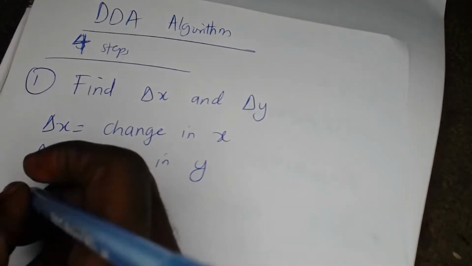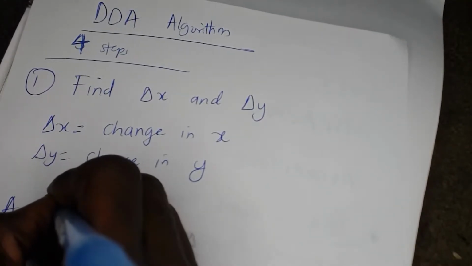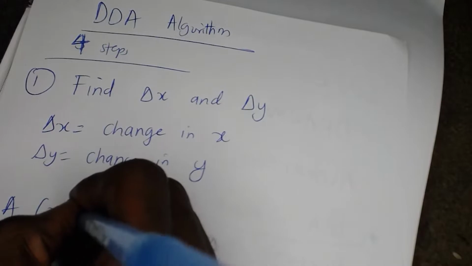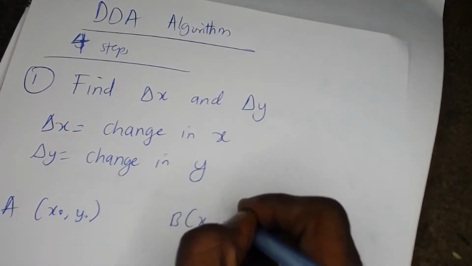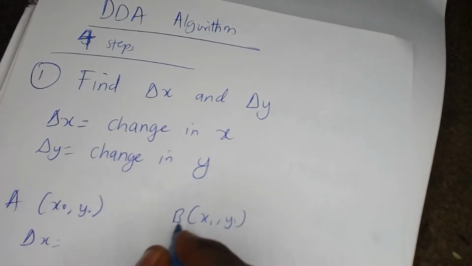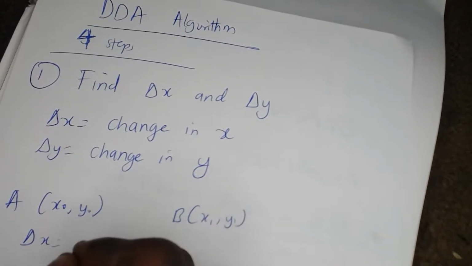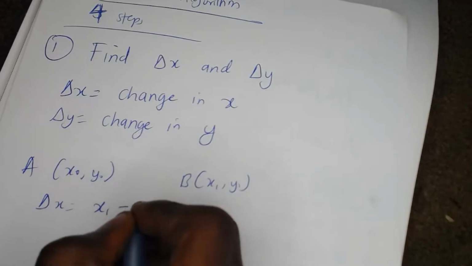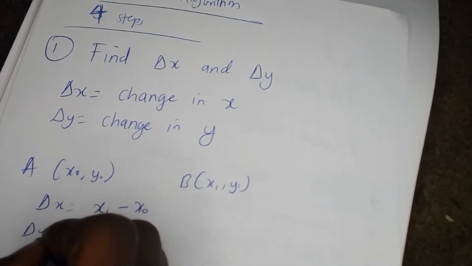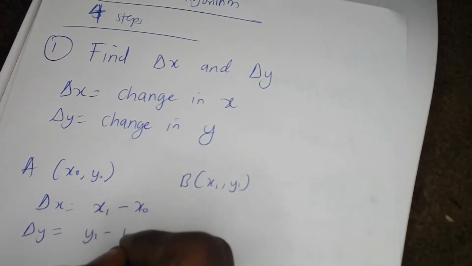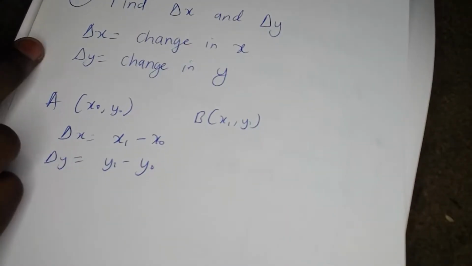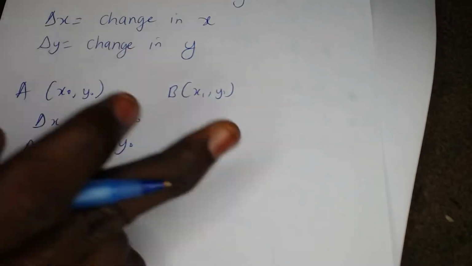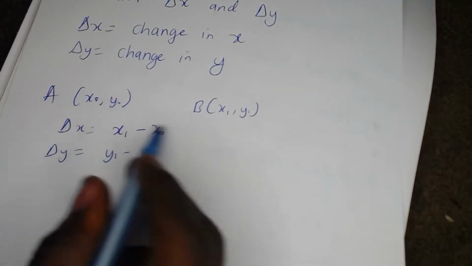Now, I told you that the 2 points have, for example, a point A, the first point is x naught, y naught, that's the coordinate, and point B is x1, y1. So change in x is, you take point x1 minus x naught, and change in y is the final point y1 minus the initial value y naught. So that's how to find delta x and delta y. So the first step in DDA is to find delta x and delta y, and this is how to calculate delta x and delta y.